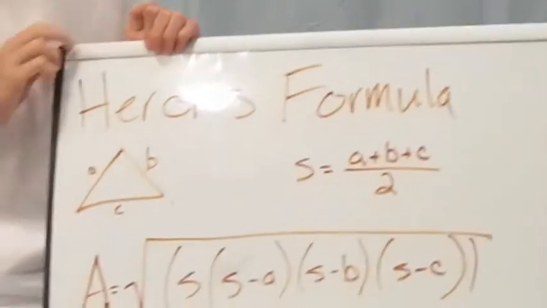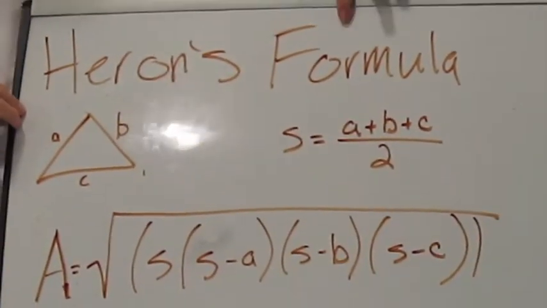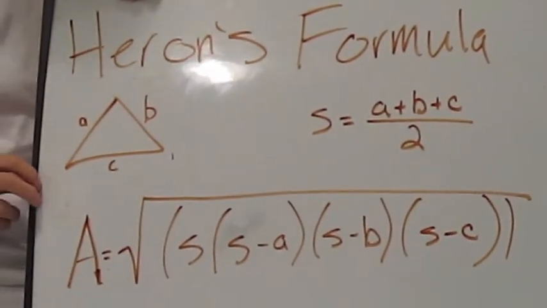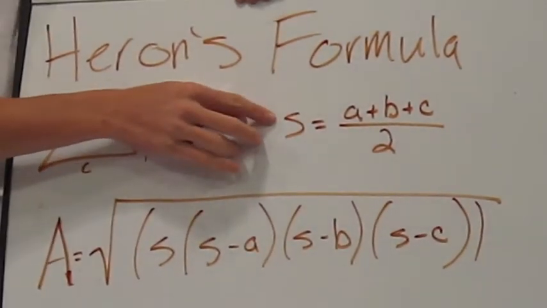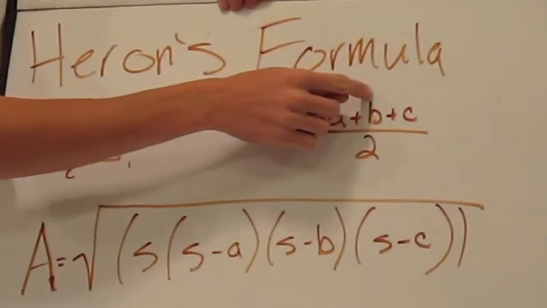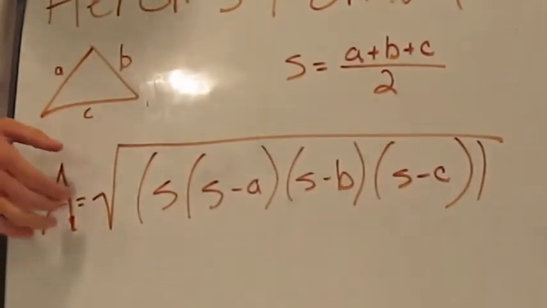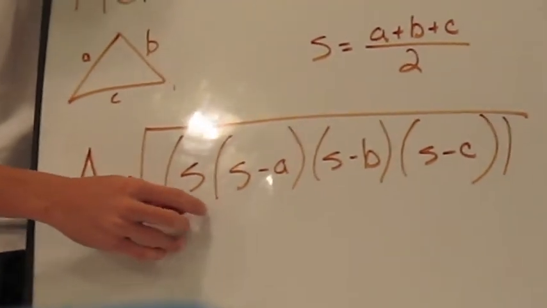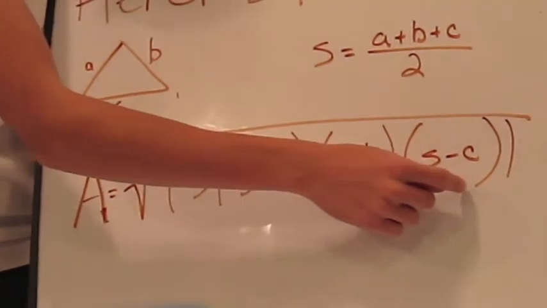Another thing that can be helpful when solving for area of triangles is using Heron's formula. Heron's formula can be used when you have three sides of a triangle. In Heron's formula, we use a variable that we call S, and S equals side A plus side B plus side C, all divided by 2. Now we plug this into the equation, where the area of any triangle is the square root of S times (S minus A) times (S minus B) times (S minus C).